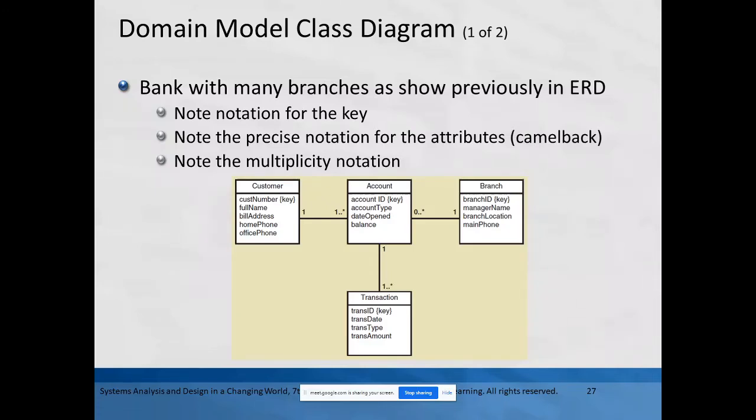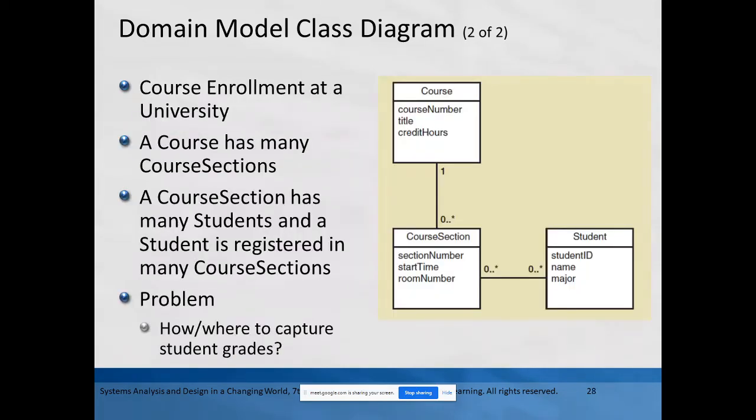The differences between this and the ERD are so minimal. I guess I'm not really getting it. The cardinality is done differently. Instead of crow's foot, you have the numbers. There are slight differences in the way you write out the attributes and identify the key. You don't put PK, you put bracket key next to it. It's very similar. And here we see another example, this one for course, course section, and student.